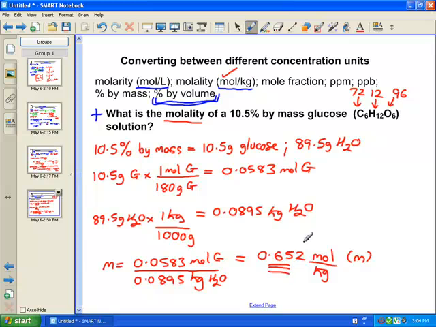So what we've done is we've gone from one concentration unit, that's 10.5% by mass, and converted it into molality. And really I could calculate pretty much most of these other concentration units. I would need probably some other things to be able to do that, like the density of the solution, for example, for molarity, but it's not that much of a stretch to go from one concentration unit to another.